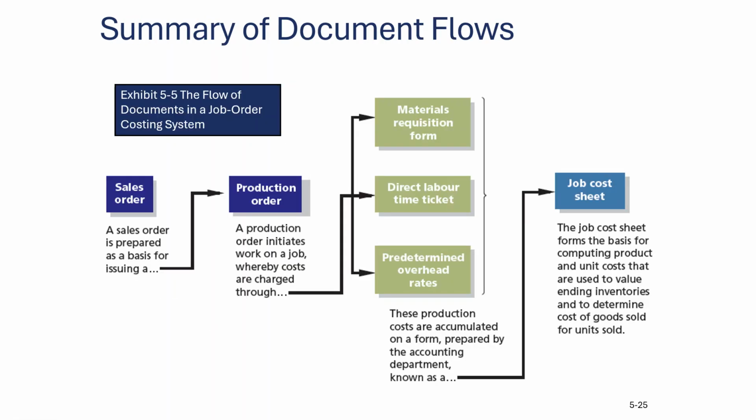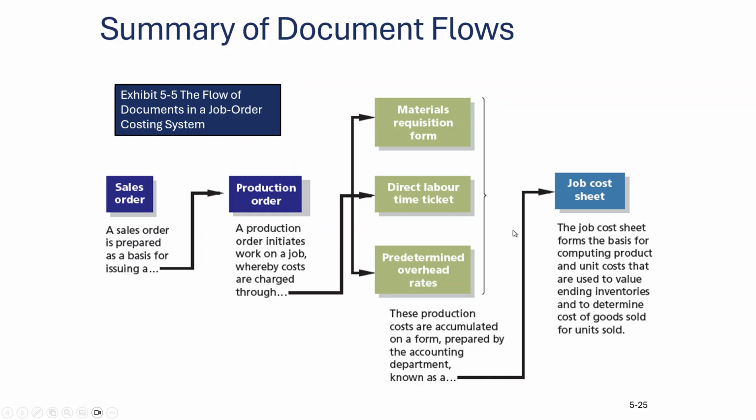Okay, so now this is how the flow of the document works. This is kind of a real world example. You don't complete or start a job until you have a sales order. When you receive a sales order, somebody is going to go into the sales order, and based on that they will create a production order. Based on that production order, they're going to see, okay, about how much material is required, the labor, and the overhead. Then they start working on the job.